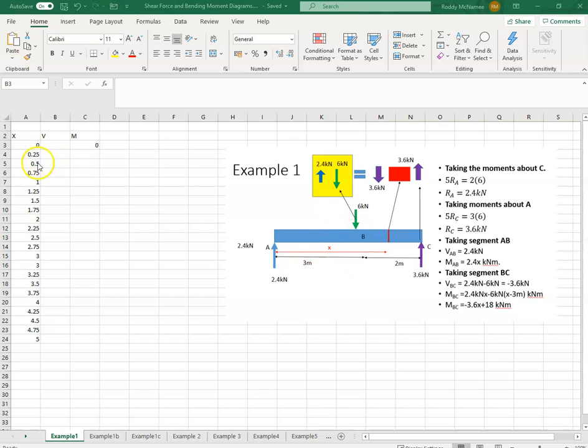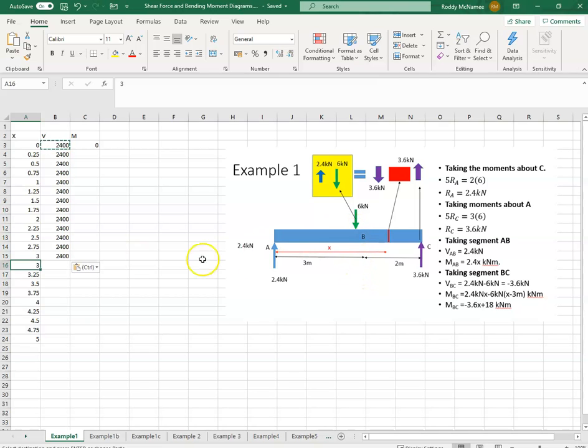0 to 3 meters, the shear force is 2,400. So we got 2,400. And I'm going to copy that down. And you might notice on my x-axis here, I have 3 meters and then 3 meters. And the reason I have that is that's where the shear force changes.